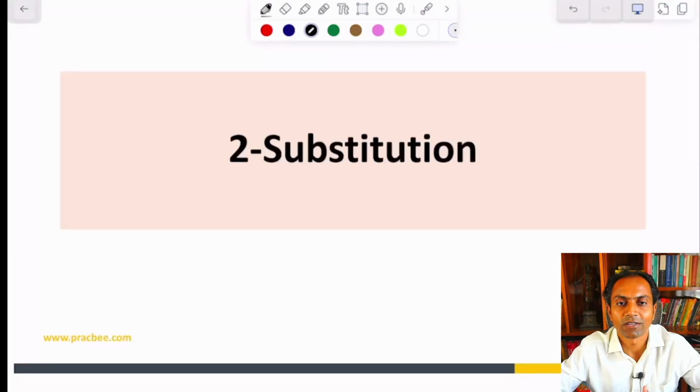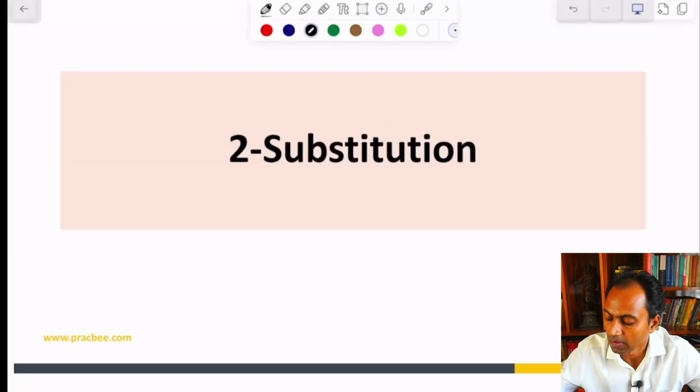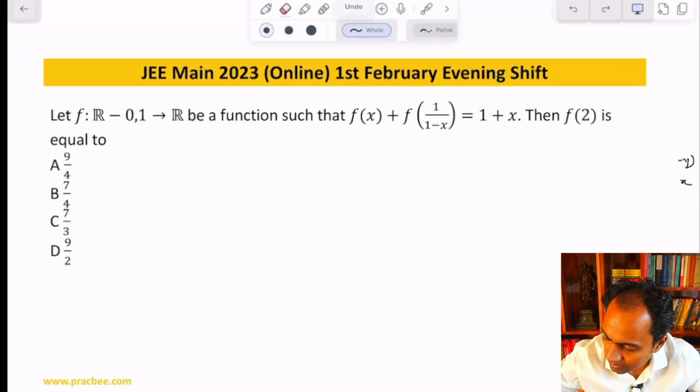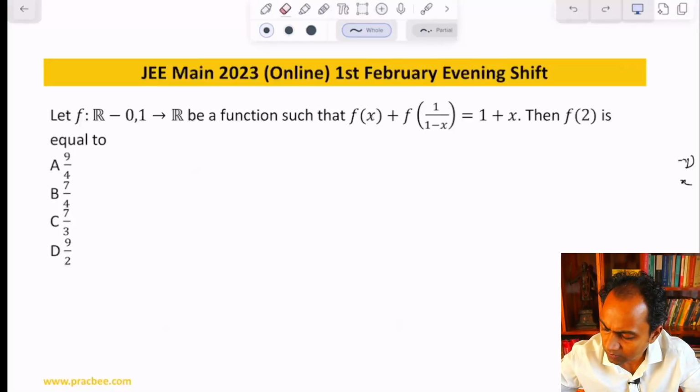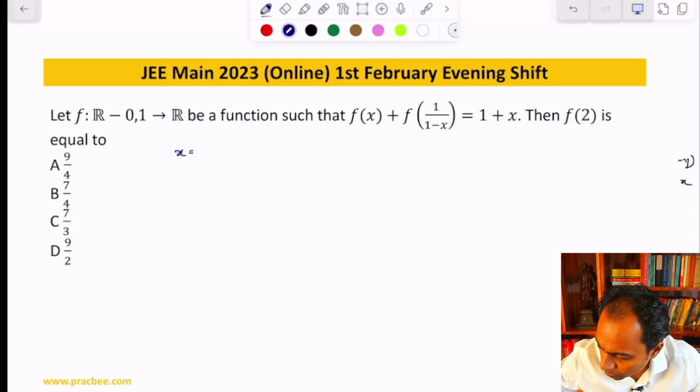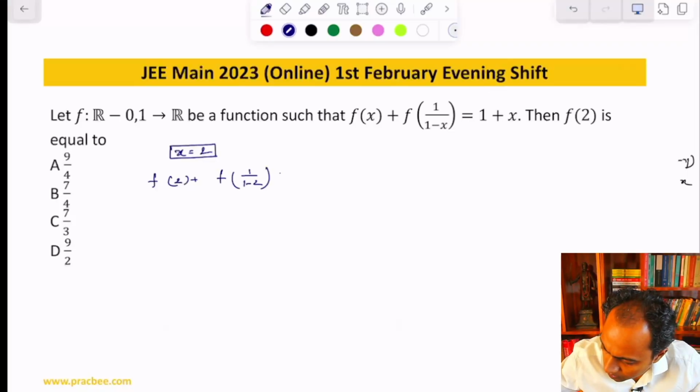Now the next category of questions are based on substitution. So in this 2023 question, you have a functional equation given. So there are two ways. Either we solve this functional equation, the method would largely be the same, or we can directly find the value of f2. So what I will do is put the value of x as 2. This seems simple for most students. So if I put 2 here, it becomes f of 2 by f of 1 minus 2.